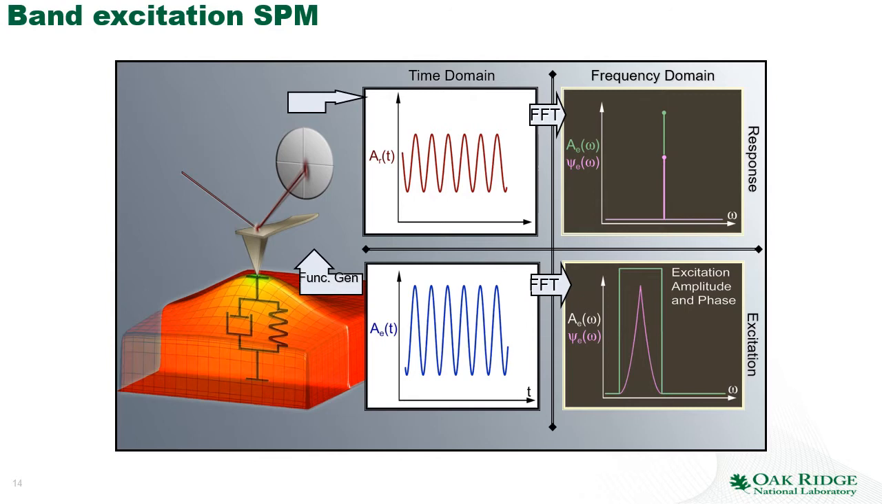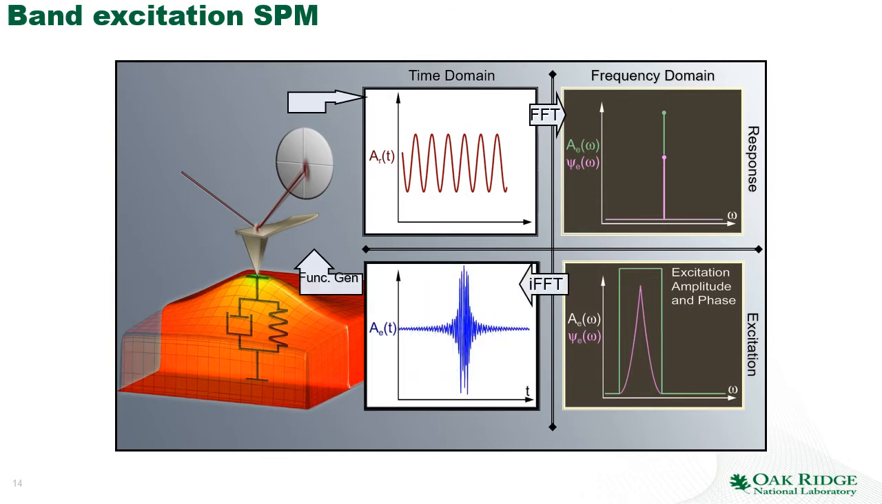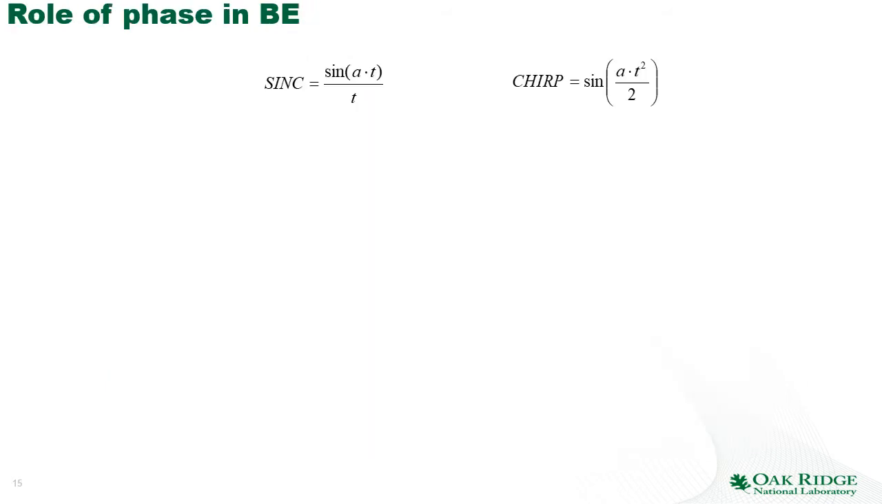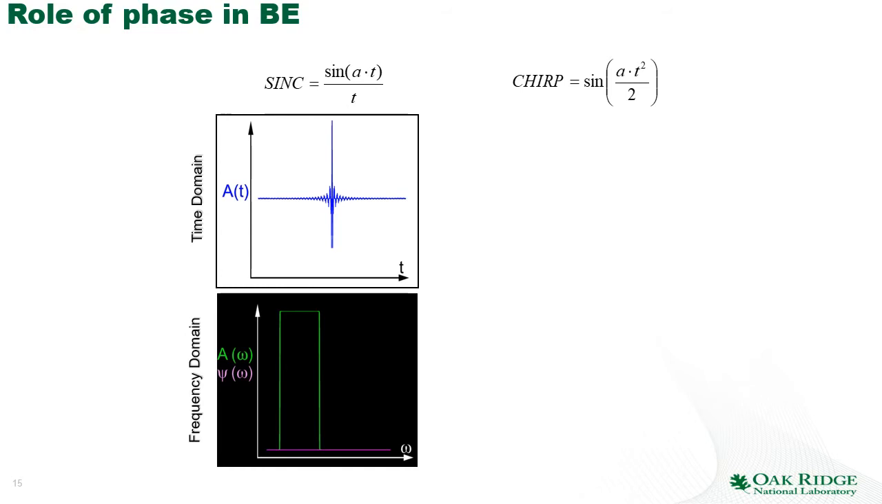So now we start in the Fourier domain and have a signal which has some band of frequencies, for example, of uniform amplitude. We do the inverse Fourier transform. We send the signal to the cantilever. We detect the response. We find the response in the frequency domain, and the ratio gives us the transfer function of the cantilever.